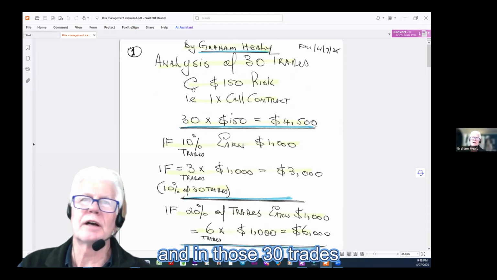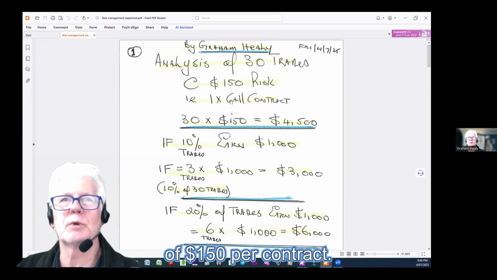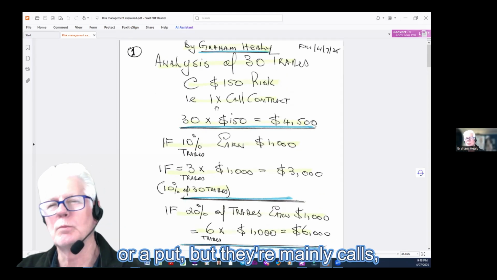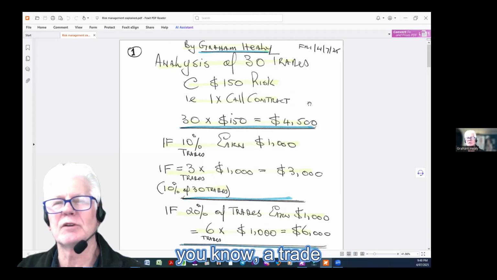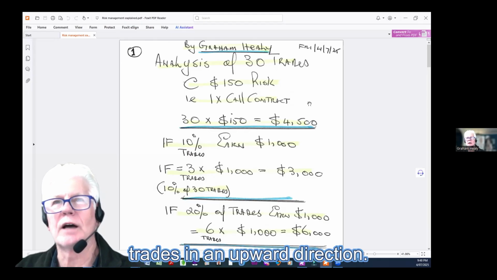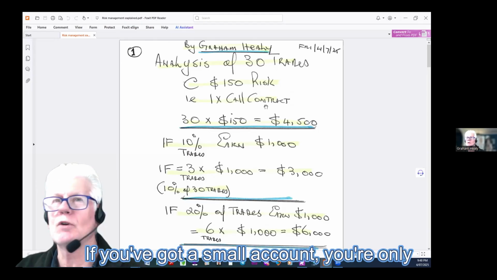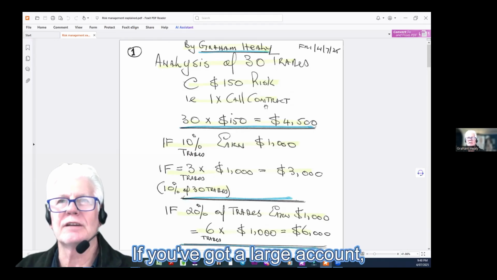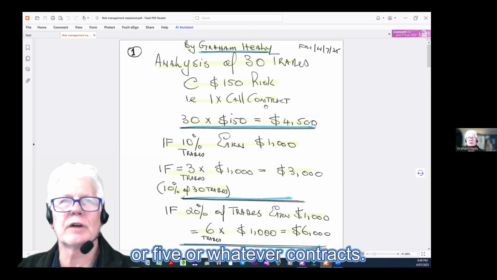And in those 30 trades, you're using about a risk factor of $150 per contract. In other words, if I'm doing a call contract or a call or a put, but they're mainly calls, puts you usually use for insurance against a trade going downward, actually. But we're mainly looking at trades in an upward direction. Anyway, one call contract. If you've got a small account, you're only doing one contract at a time. If you've got a large account, you can do the same thing, but you just multiply them by 10 or 5 or whatever contracts.